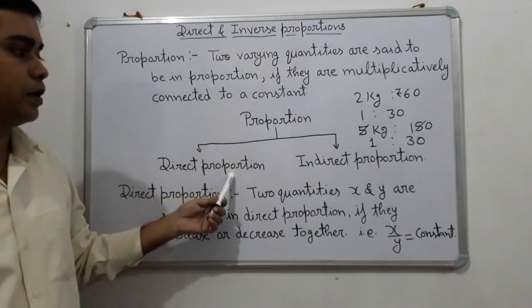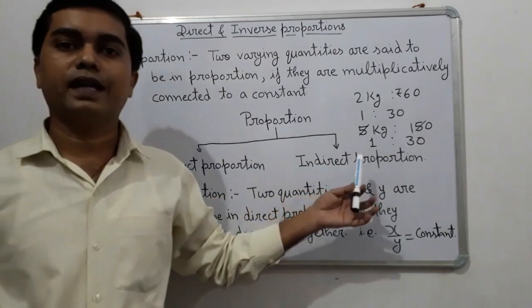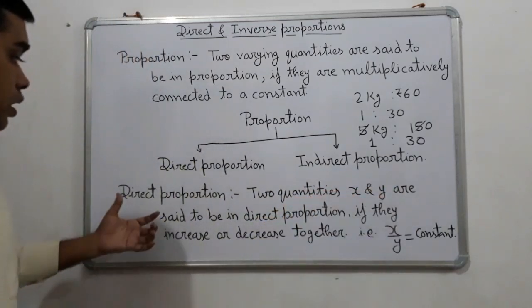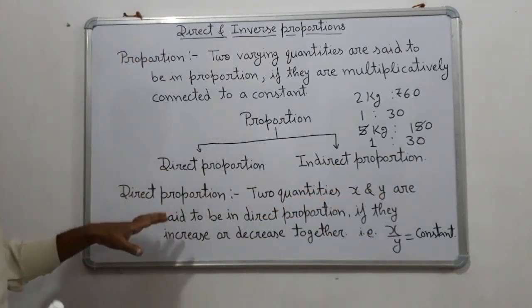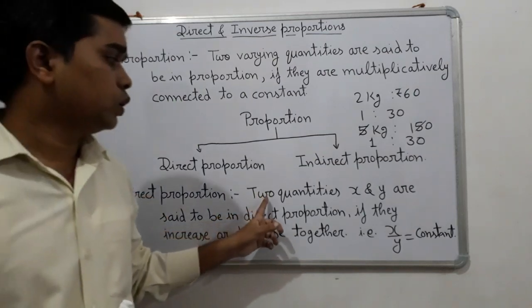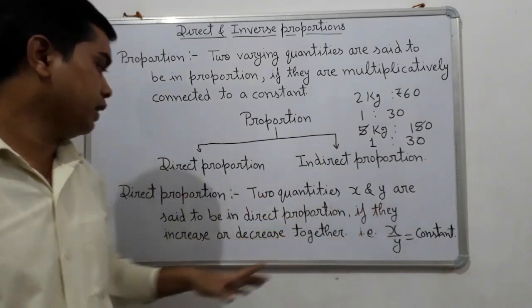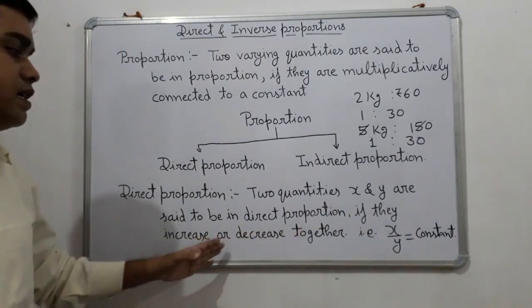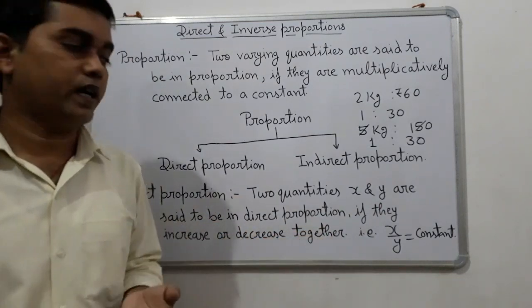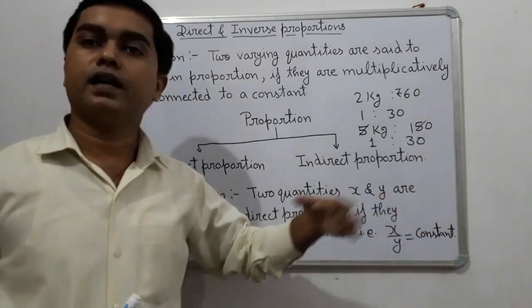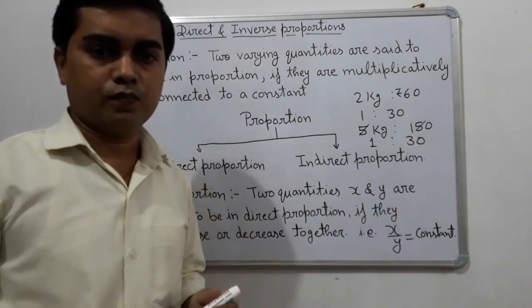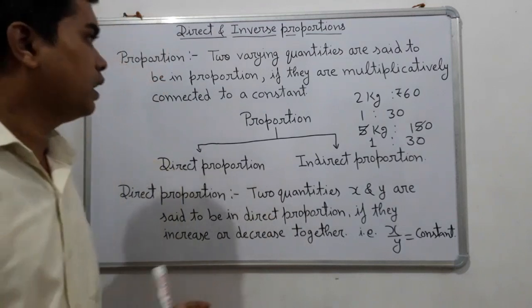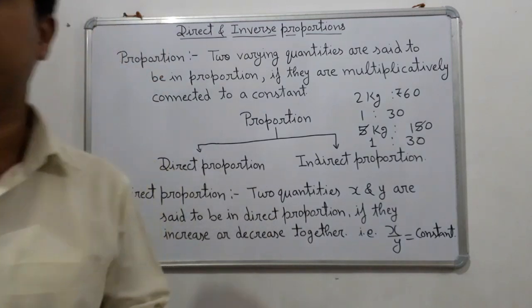Okay, and here proportion is of two types. First one is direct proportion and second one is inverse proportion. So what is direct proportion? See, two quantities x and y are said to be in direct proportion if they increase or decrease together. That is, x upon y is equal to a constant. So let's see it with one example.